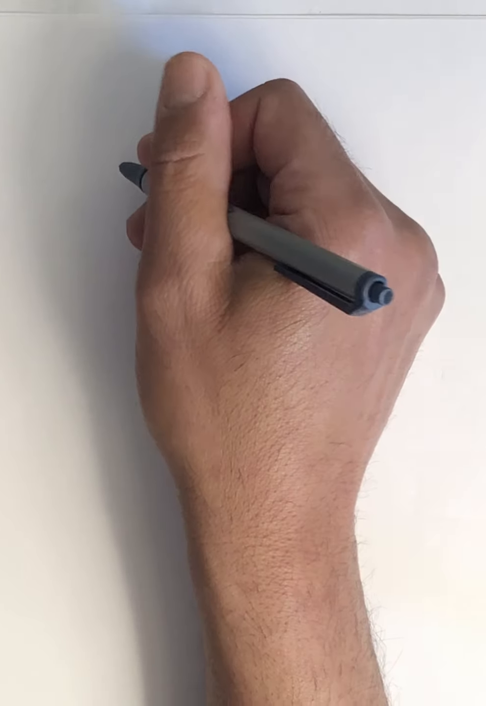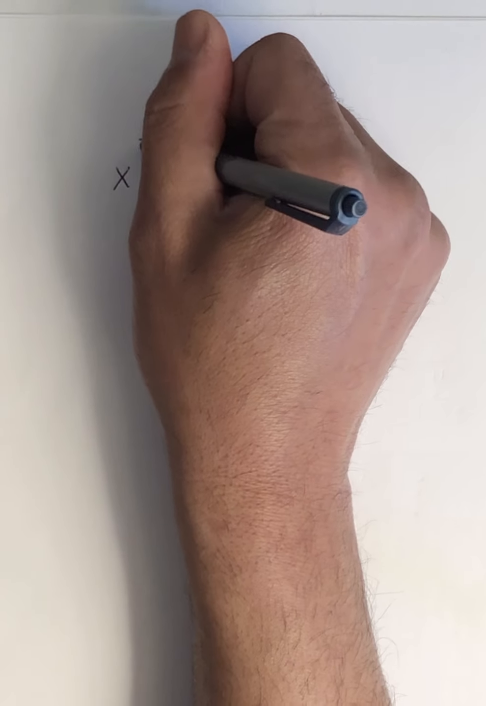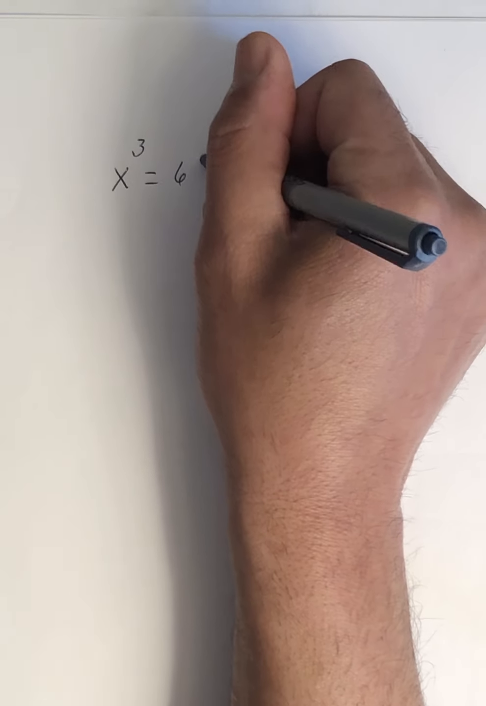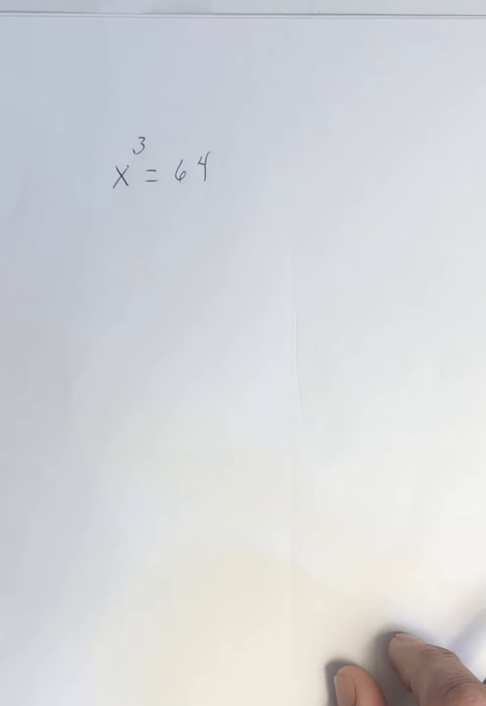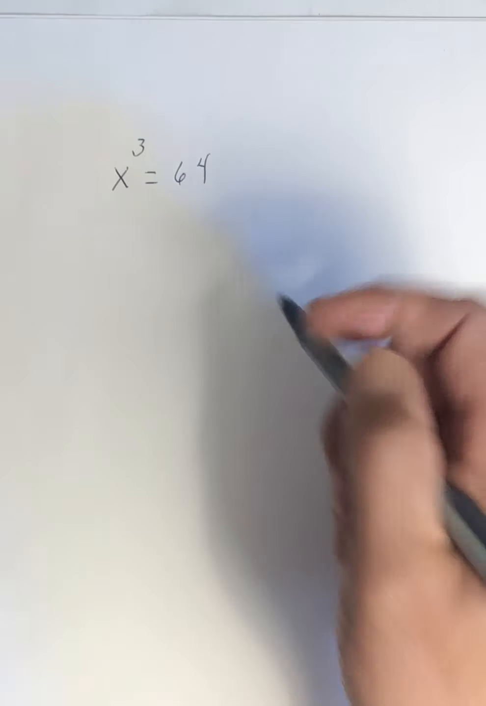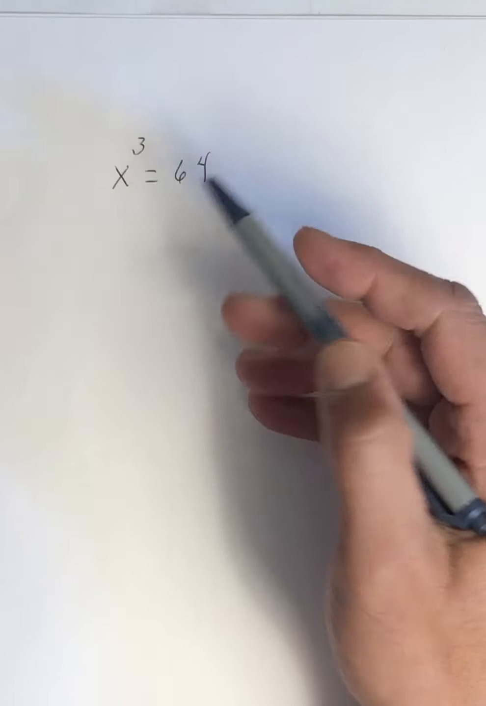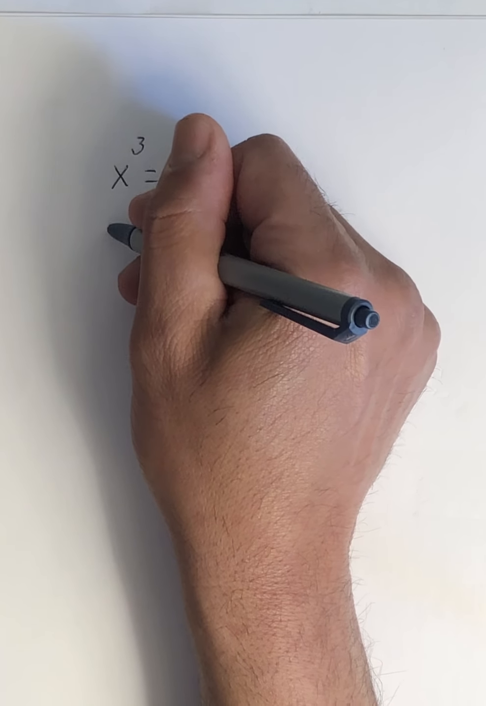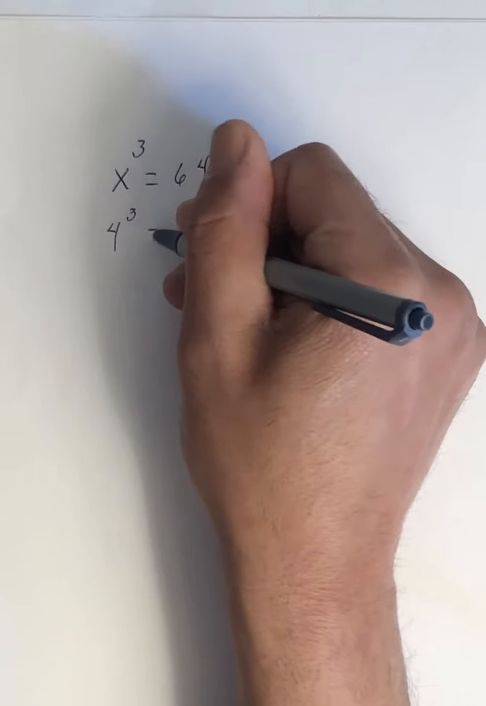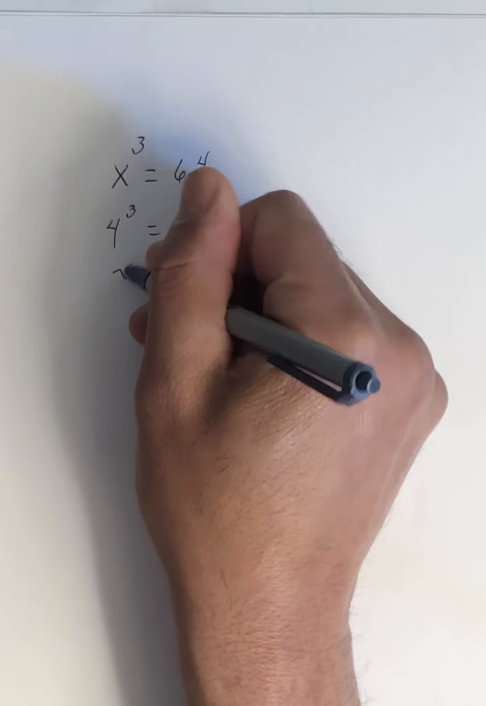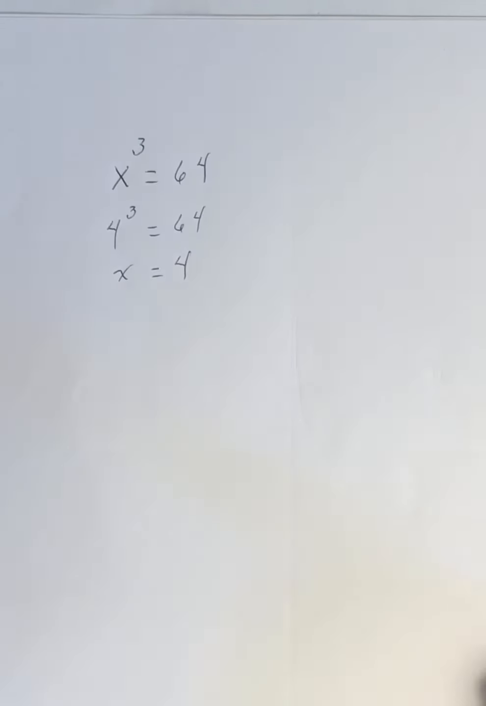So I'm going to start out with a cubic equation like x cubed is equal to 64. Well, how do we solve this? We really don't need any algebraic methods to solve this equation. We can use mental math and ask ourselves, what number to the power of 3 is 64? Well, we know that 4 to the power of 3 is 64, therefore x is equal to 4. This is called mental math, and no algebraic methods are needed.